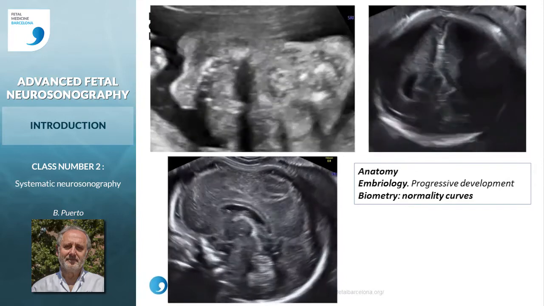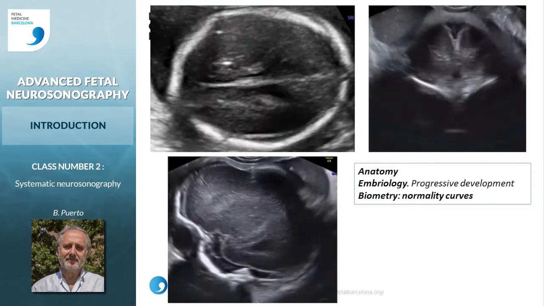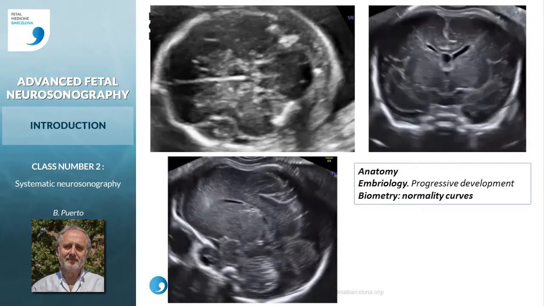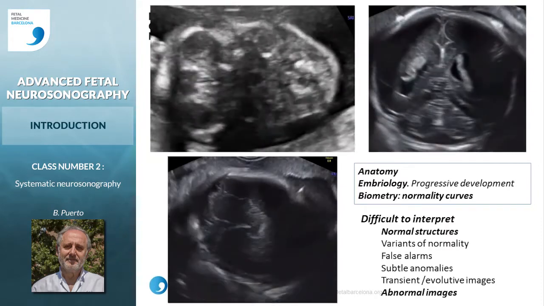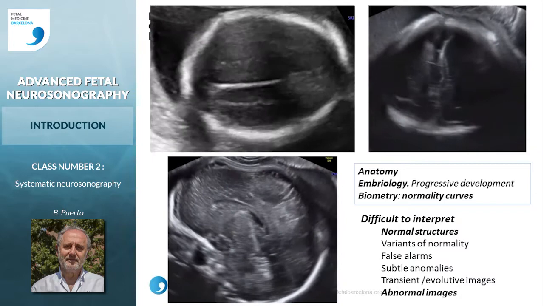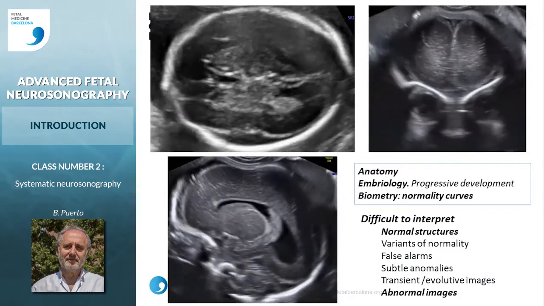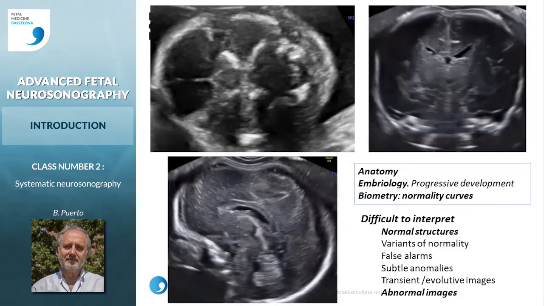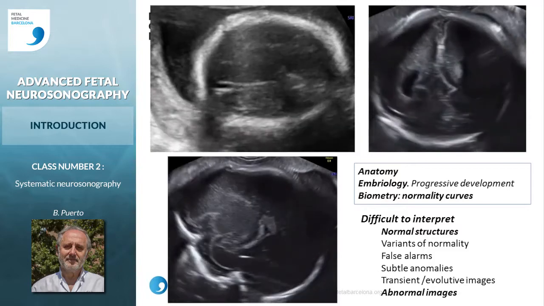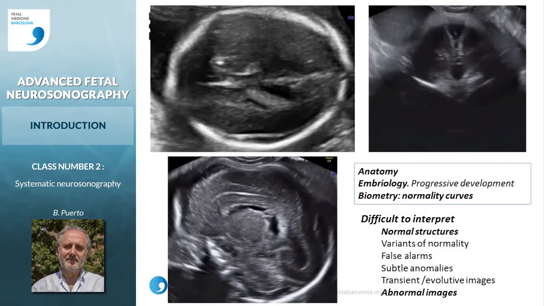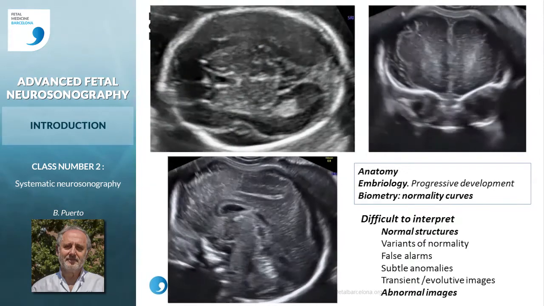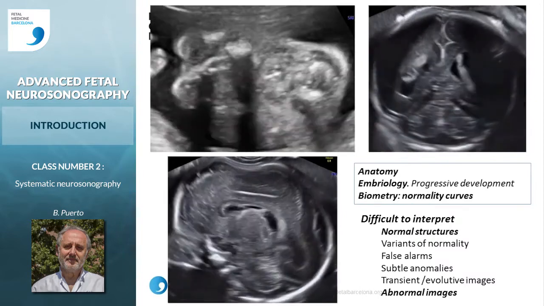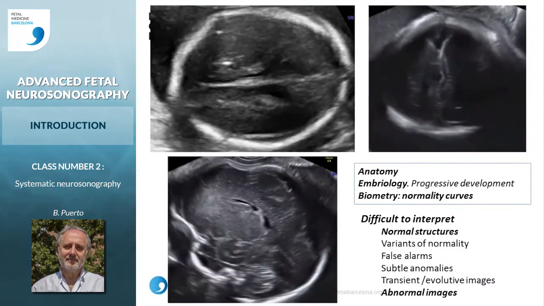This is very important because the encephalic structures have a progressive development throughout the pregnancy and even after birth. Until 80% of the structures are completely developed before birth. There are 20% more that will continue to develop after birth. It is also important that there could be a false interpretation due to variants of normality, false alarms, subtle anomalies, or even transient or evolutive anomalies that with time can disappear or can be interpreted differently.